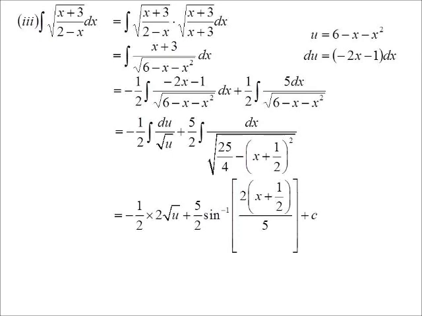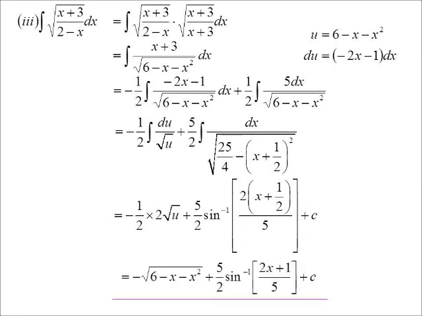So there we go. Yes, sure indeed, the first one turned to 2 root u, and the second one inverse sine of 2x plus a half on 5. Let's make that look neater. That's a bit better. So we substituted in for the u and tidied up the fraction inside the inverse sine function.